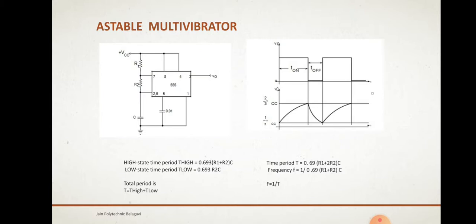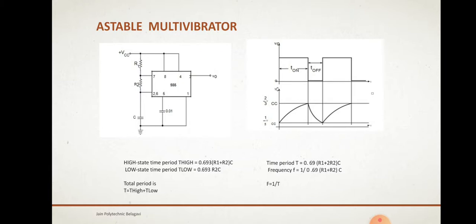When the voltage across capacitor C falls below plus VCC by 3, the output goes back to the high state. The charge and discharge cycles repeat, and the circuit behaves like a free-running multivibrator.